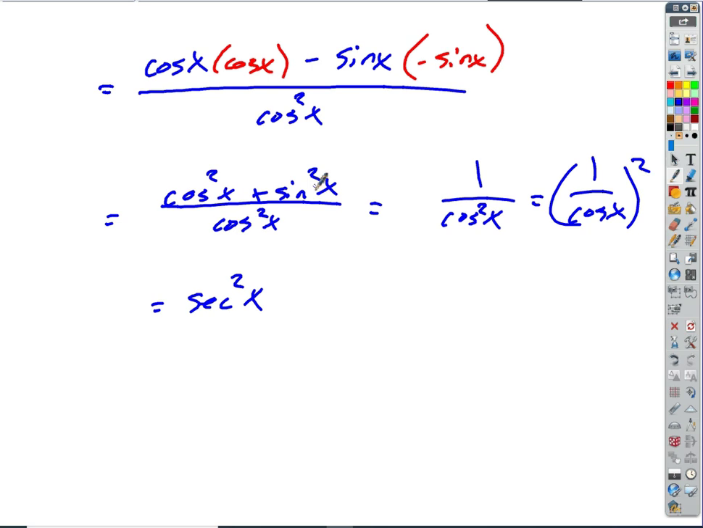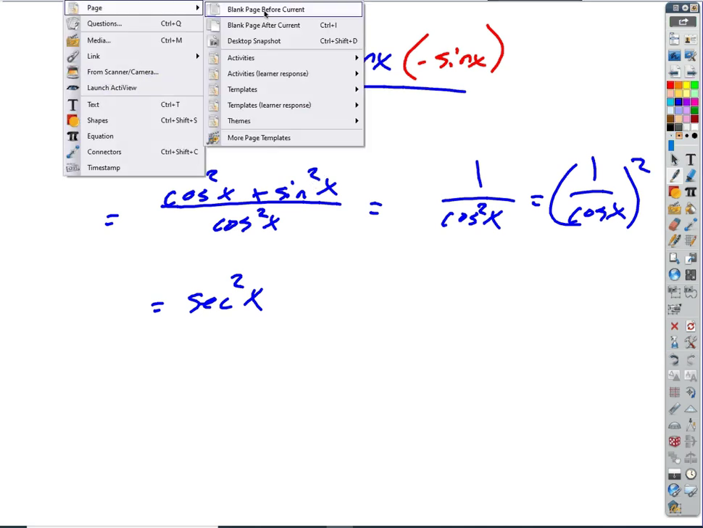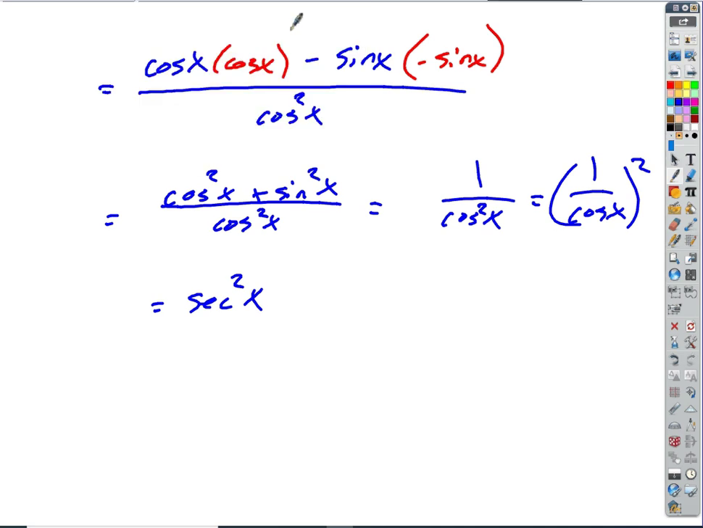How familiar was that one, how quickly did that come to mind? Be honest. No. Zero out of 5. Okay, 0 out of 5. So that's a big one. So let's take a second and build in a little trig review here, because that's an important one.